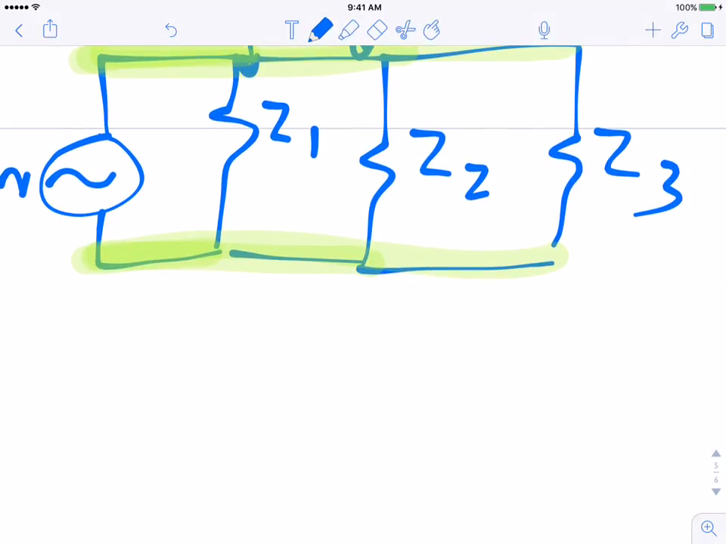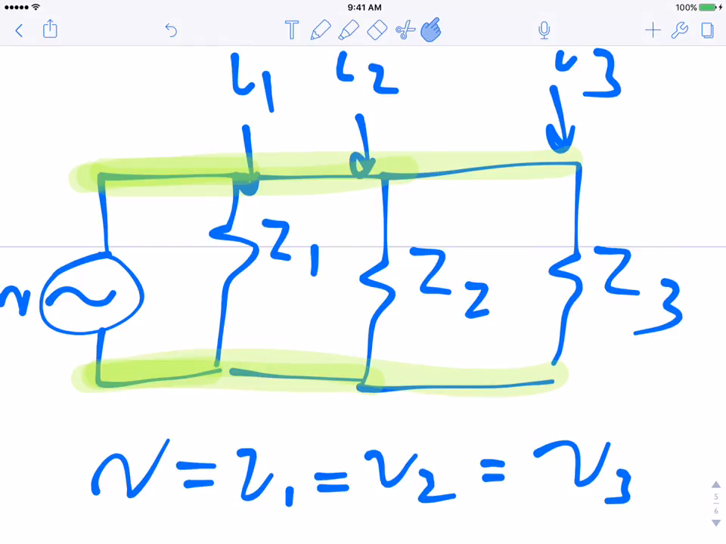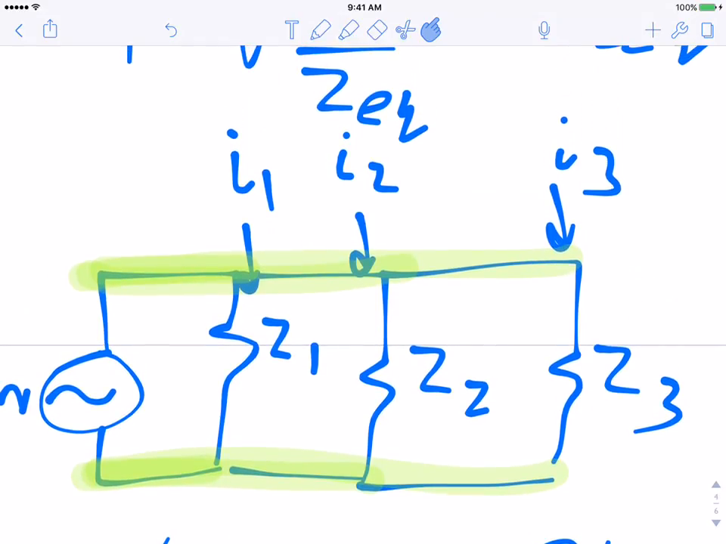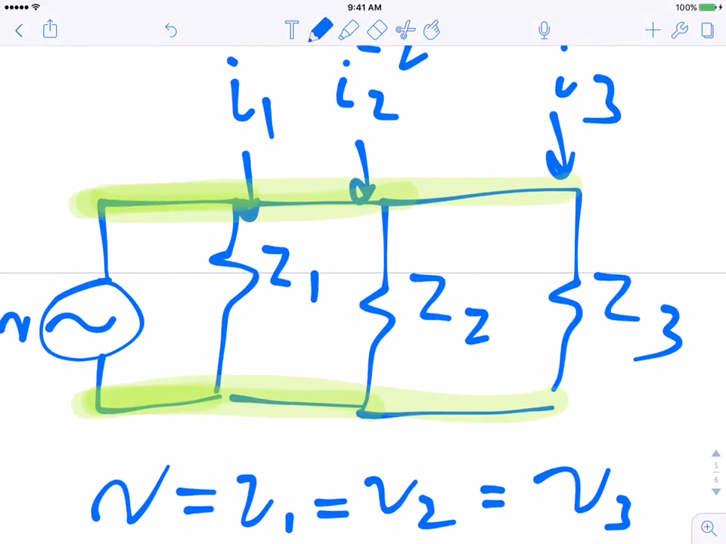So right off the bat, you know that V is equal to V1 is equal to V2 is equal to V3. That's a very important thing to understand about these parallel circuits. Now the I's are going to be different, and this is a current divider. Each impedance is going to take a portion of the total current, which I didn't draw, but let me draw that here now. Let's say I have this total current I sub t. Each impedance is going to take a portion of that I total.